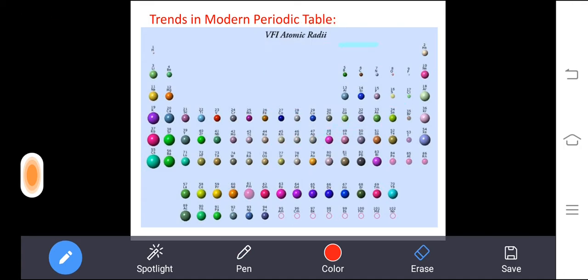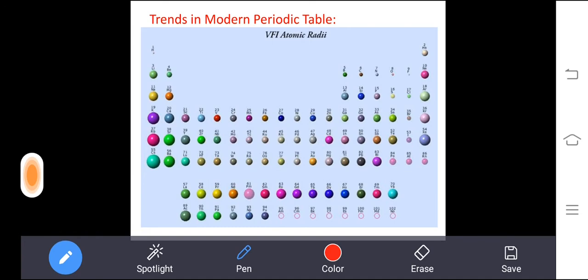So what will happen to the atomic radius when you move from left to right? By seeing here itself, it will be clear. When you move from left to right, the size keeps on decreasing. Here it will be more, and it keeps on decreasing. And when you move from top to bottom, the size increases. So how does the size decrease?